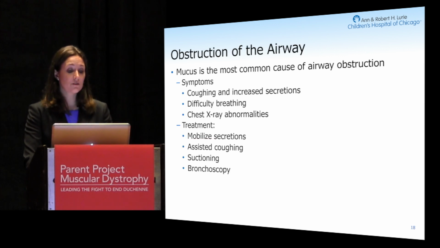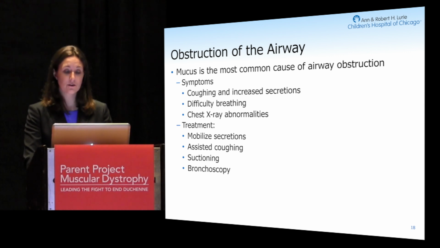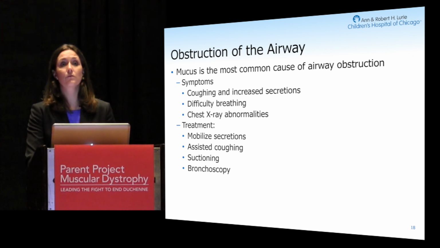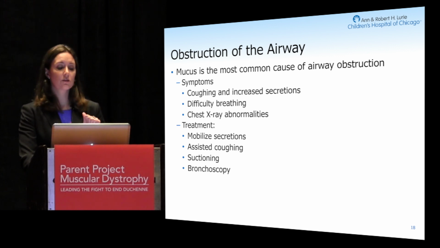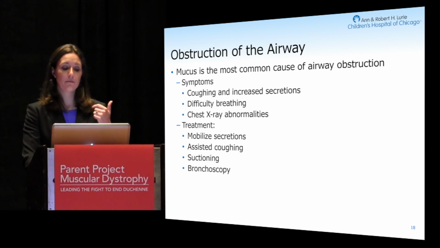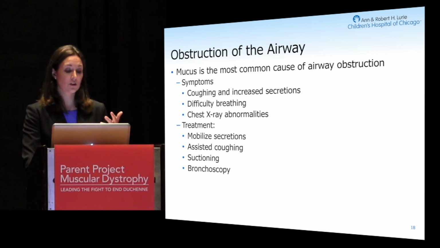So as I mentioned, obstruction of the airway, mucus is the most common cause of airway obstruction. It's very commonly to happen if you have an intercurrent illness. So you may be coughing more, you may have some increased secretions, you may start to feel some difficulty breathing. Sometimes we get a chest x-ray and you see some chest x-ray abnormalities. And the treatments are to really clear that mucus and unobstruct your airways. And so mobilize your secretions with the devices you've been given by your team. Use something to help cough out those secretions. Do some suctioning.